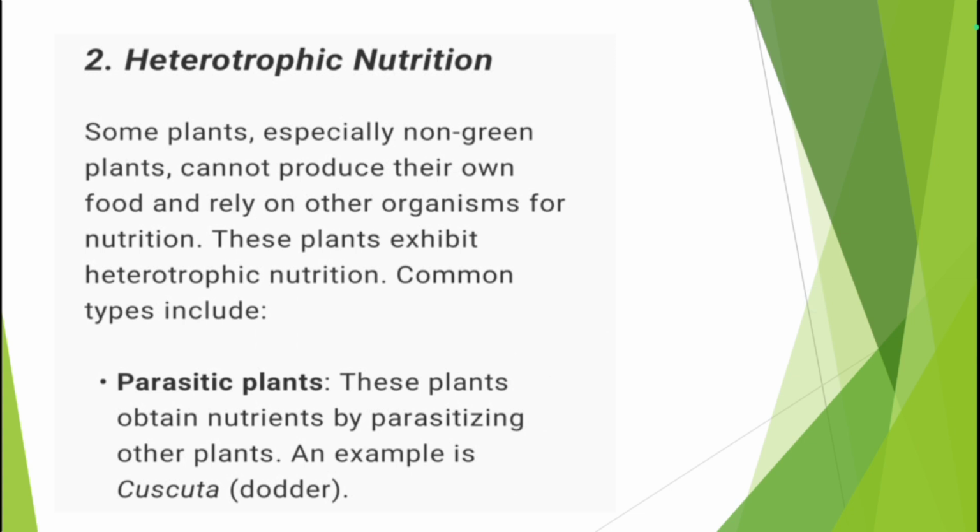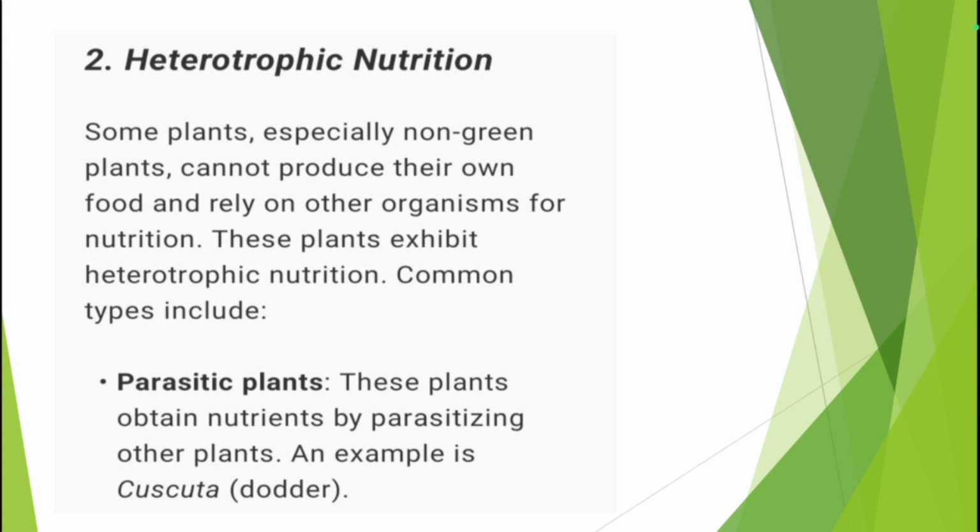The second one is heterotrophic nutrition. We studied about photosynthesis, where chlorophyll is used. Especially here in heterotrophic nutrition, what happens? Some plants do not have chlorophyll. In autotrophic nutrition, photosynthesis occurs due to the presence of which thing? The green jelly-like substance on the surface of leaves, which is chlorophyll.